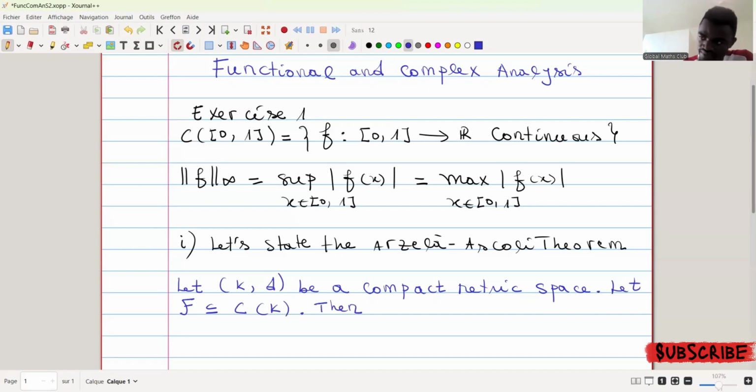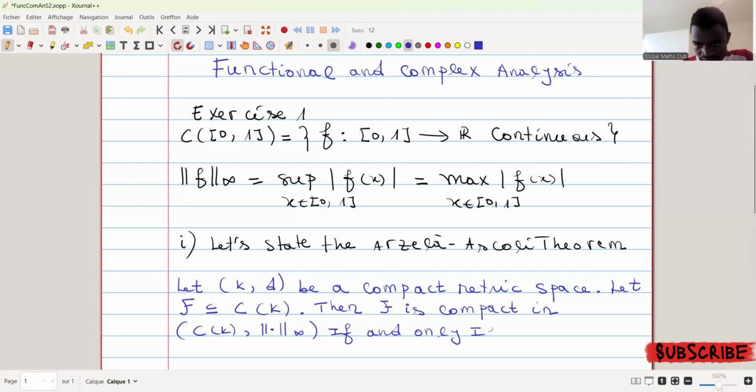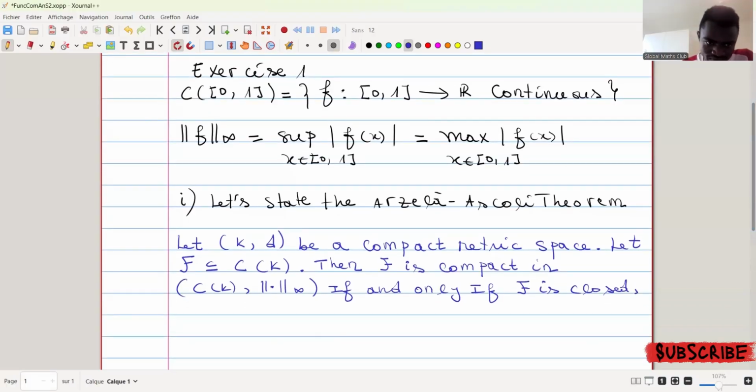Then F is compact in C(K) equipped with the supremum norm if and only if F is closed, bounded, and equicontinuous.